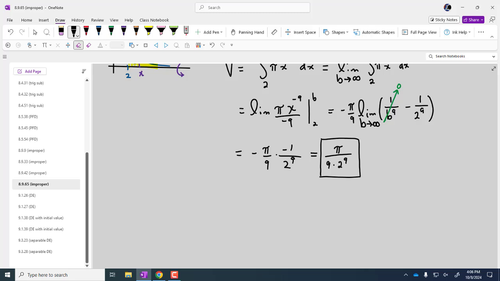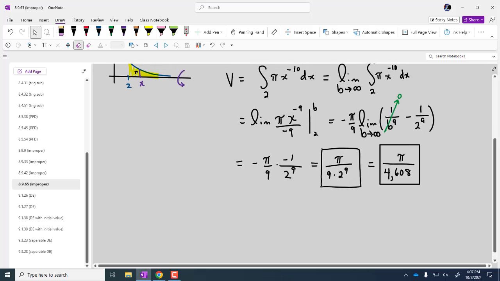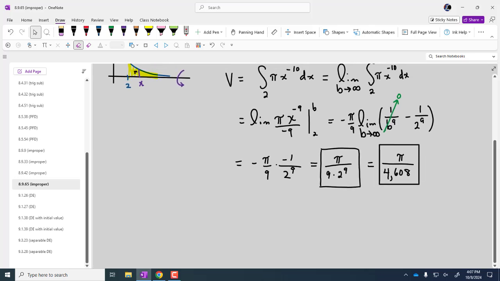What is 2 to the 9th? 512. 2 to the 9th is only 512? Times 9 is 4,608. Yes. That's easy enough to simplify. With a minus sign somewhere. No minus. No negative volume.